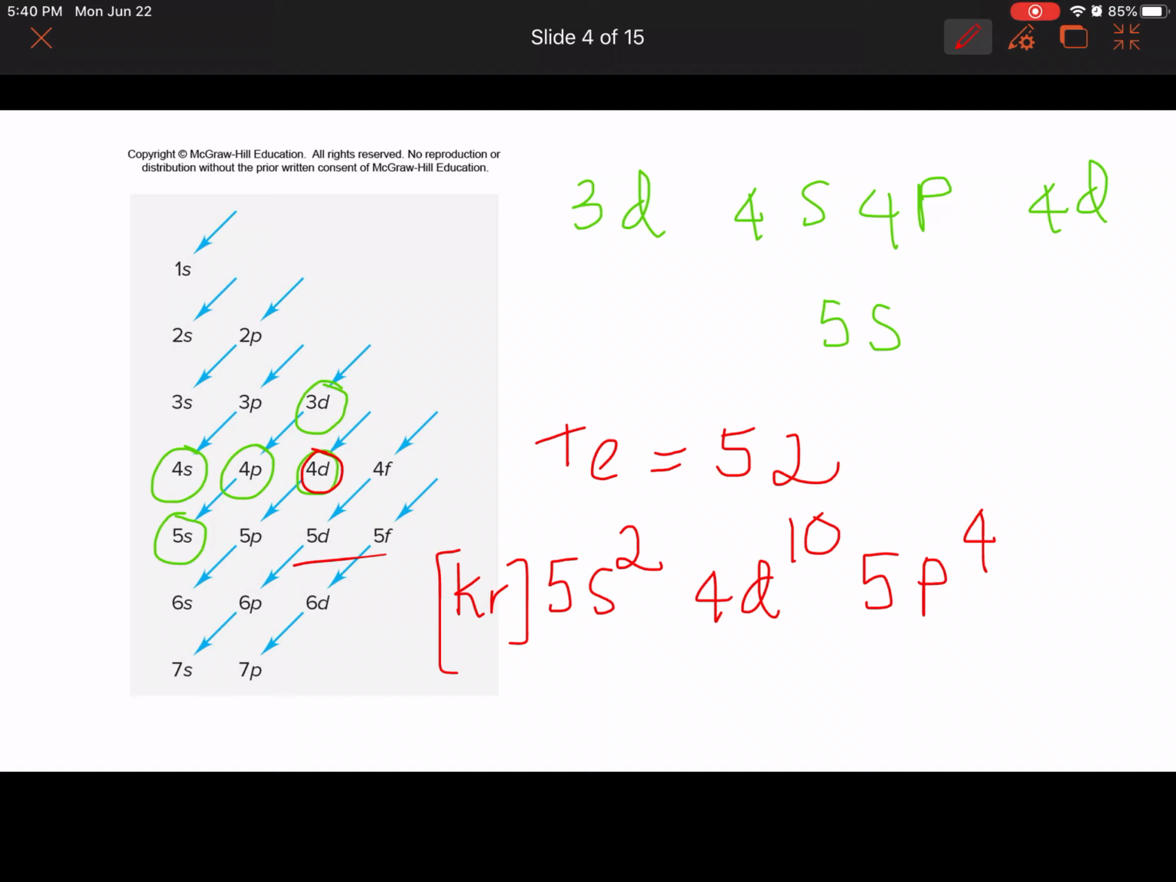And also you can count the number of electrons and see if you get 52. Now the krypton. So you can look at the krypton. The atomic number for krypton is 36, plus 2 plus 10 plus 4. 36 plus 2, 38 plus 10, 48 plus 4, 52. So it has that number of electrons. Okay.